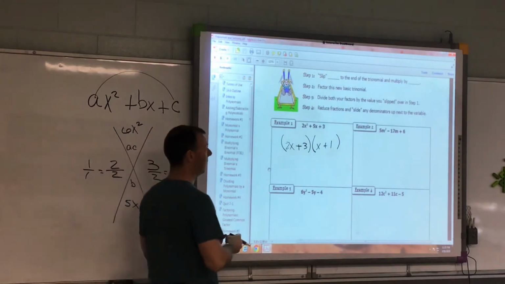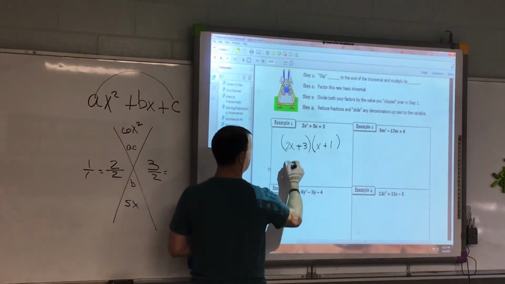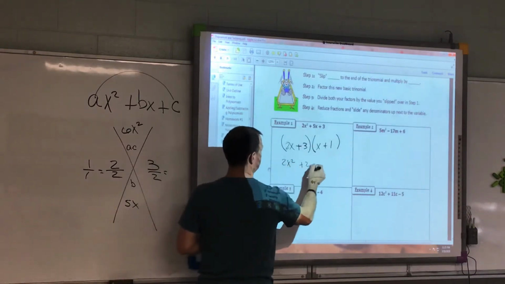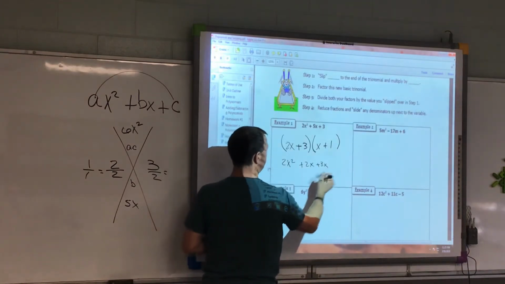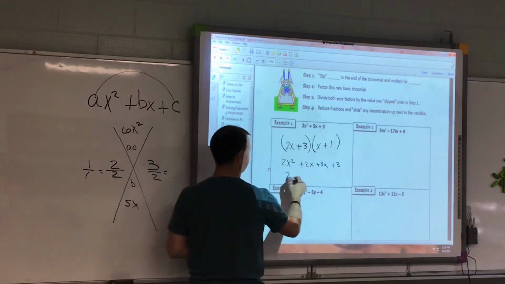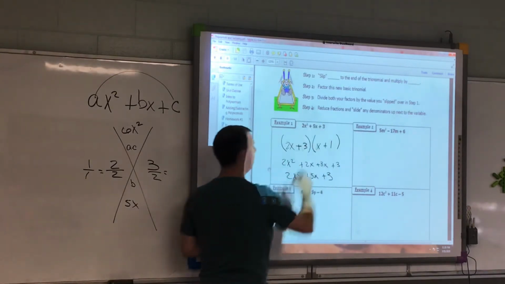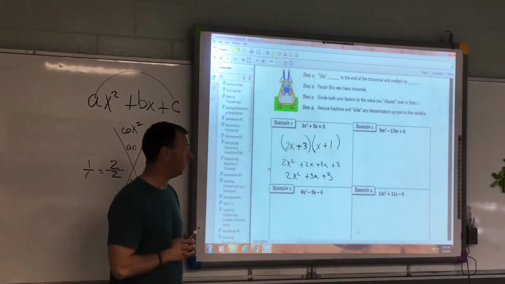Now if I FOIL all that out, I should get what I started with. So 2x times x is 2x squared, 2x times 1 is 2x, 3 times x is 3x, 3 times 1 is 3. If I combine like terms, 2x squared plus 5x plus 3, that's what I started with, so that would be my final answer.